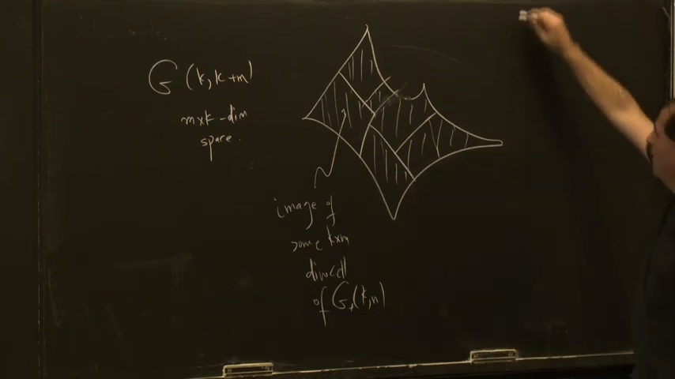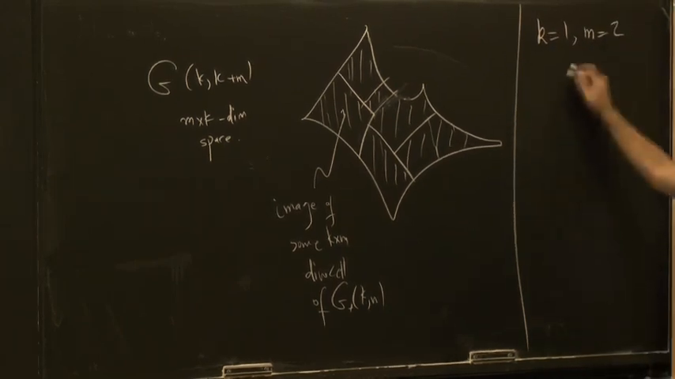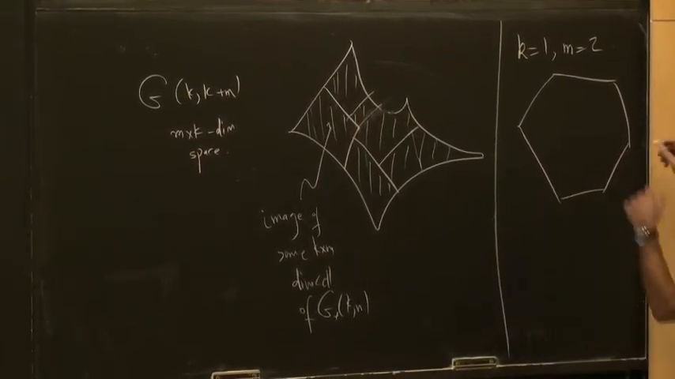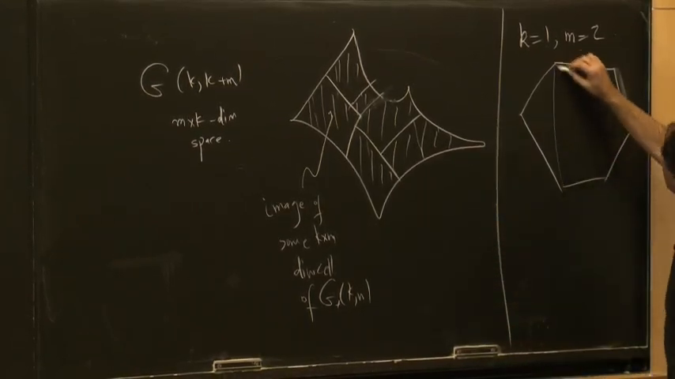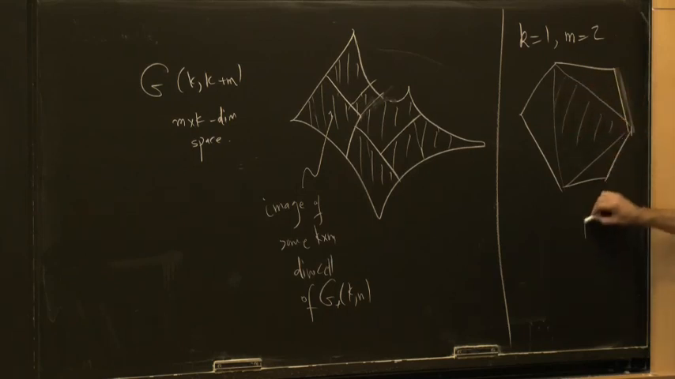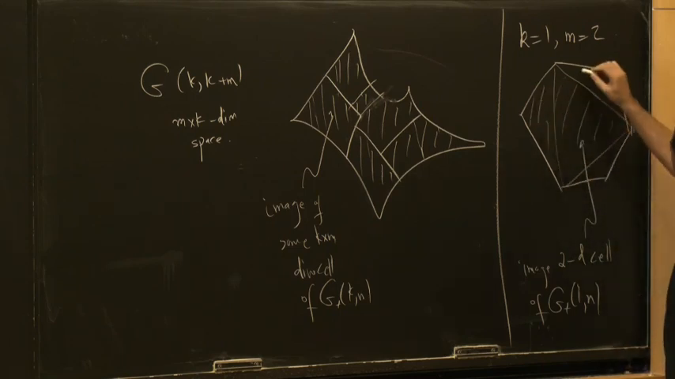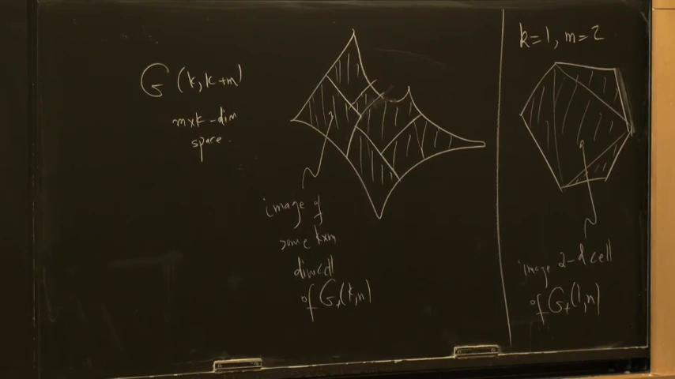Okay, and this generalizes what we have for k equals 1 and, let's say, m equals 2, where it's literally a polygon, and for general m with k equals 1, it's a polytope. In this case it's a cyclic polytope, and any triangle in this picture is the image of some two-dimensional cell of G plus 1n, and there's a nice collection of these two-dimensional cells that we can use to tile the space. So the tiling is not fundamental, the space is fundamental.